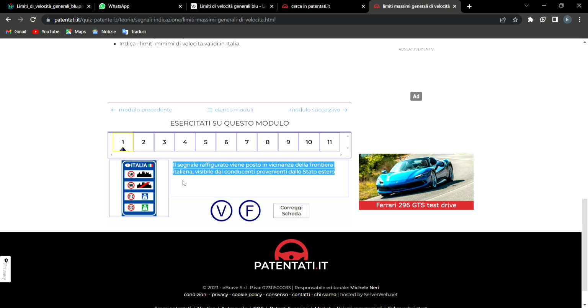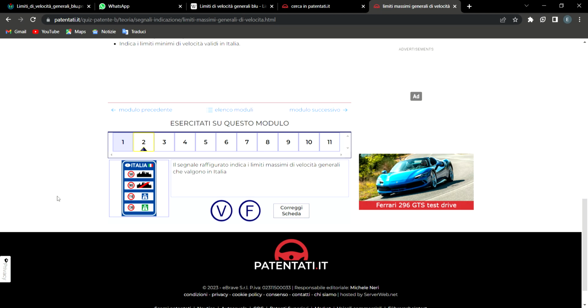stato estero. What he's talking about here is that this very sign is always found at the border of Italy, placed at the border of Italy, so that whenever someone is driving from another country, proveniente da stato estero. Estero simply means another country. So this sign is always found at every border of Italy, which enables people driving from another country to know the maximum speed that they can drive on every road of Italy. So the answer to this one is true, which is vero.